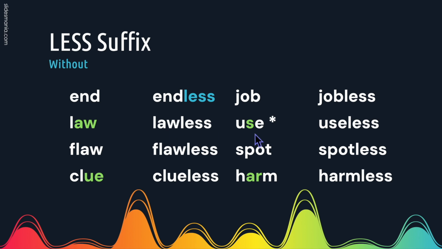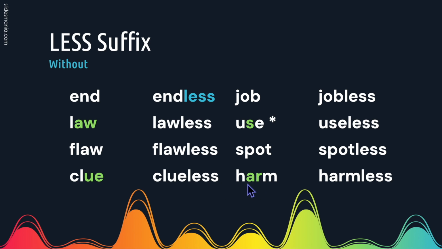This word could be pronounced two different ways. Using the Z sound, it is the verb use. Here we want the noun, use. So here is use, useless. Something that is useless has no use. Flaw, flawless. Spot, spotless. UE has a long U sound. So here we have clue, clueless.